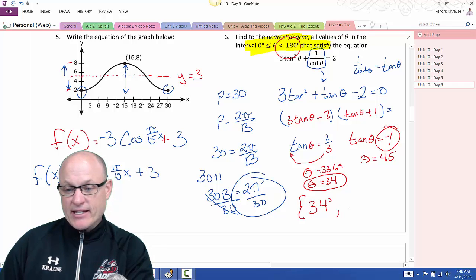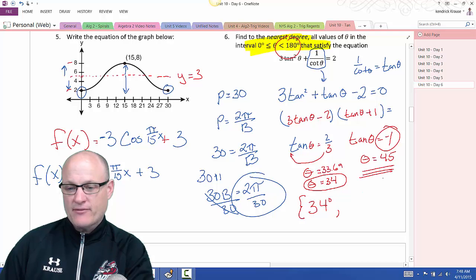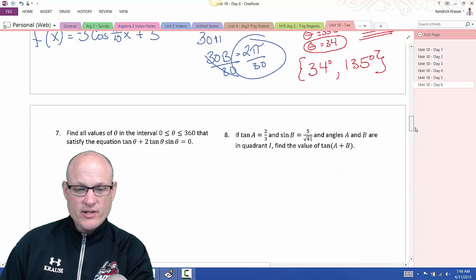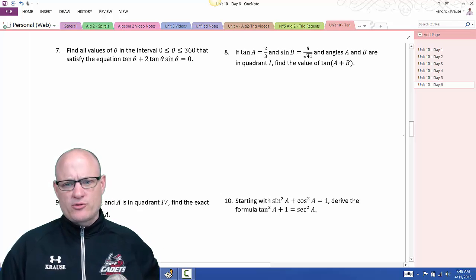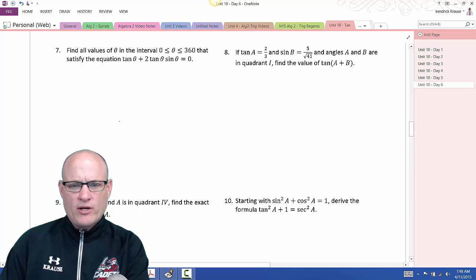Tangent is negative in the second and fourth quadrant, so I don't need the fourth quadrant, but I do need the second quadrant, and the 45-degree angle in the second quadrant is 135 degrees. Done. 6 done. Find all the values from 0 to 360 that this equation is true.